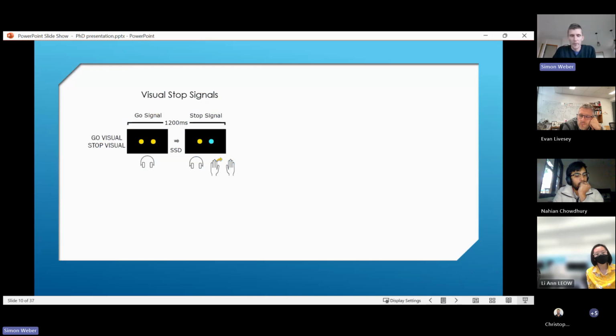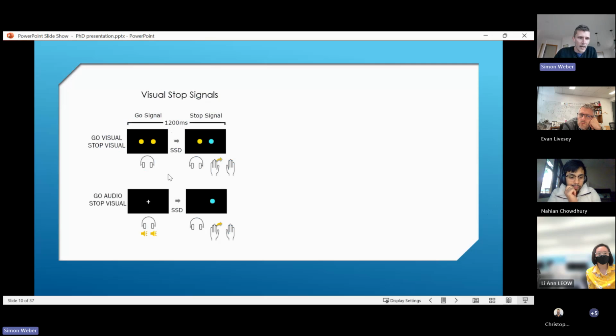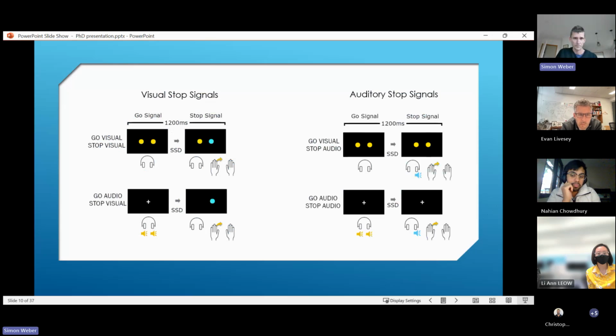So these were the experimental conditions that we had. So firstly, we've just got the purely visual task. So this is exactly as I described before. Then we had one that still had the visual stops, but also had auditory goes. So this was just a tone played in headphones. So it's just a sine wave played on both sides. And then we had two more versions with auditory stops.